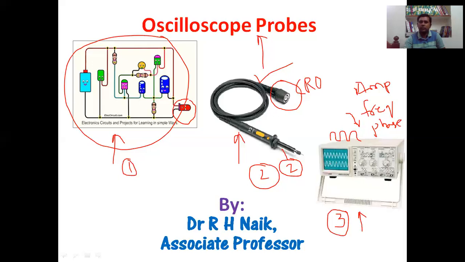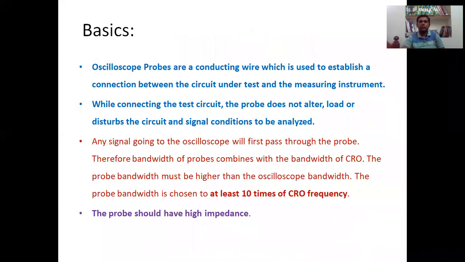Once the signal is displayed, then we know how to measure it, how to measure the amplitude, frequency and all. So now in this chapter, in this class, we are going to see what a probe is, what its specifications are, what the types of probes are, and what the specifications of each probe are, so that we are going to see in this particular session, right? So coming to the basics, CRO probes.